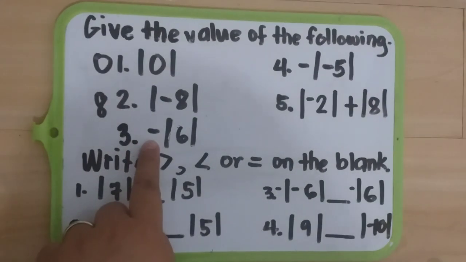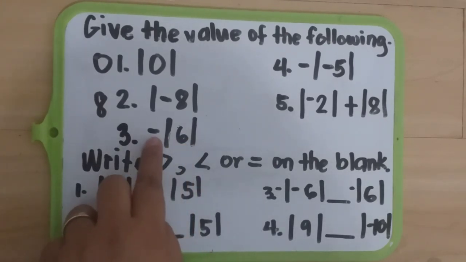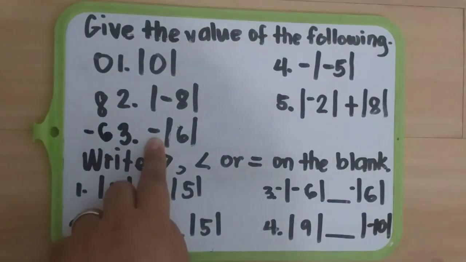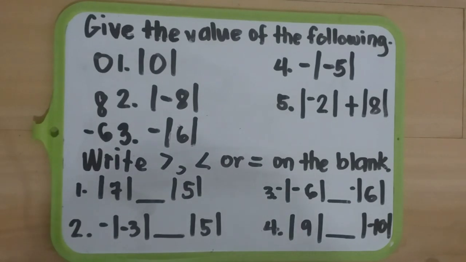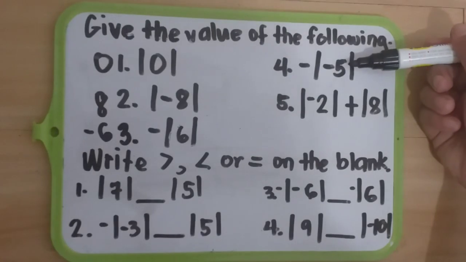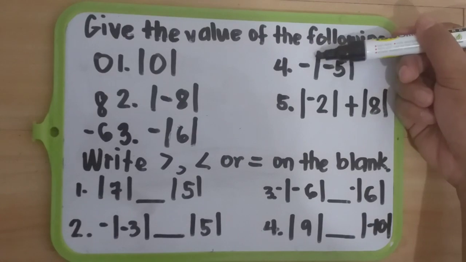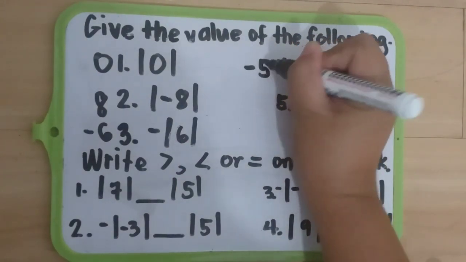Here we have negative absolute value of 6. Remember, ang absolute value ng 6 ay positive 6. And then, may negative sa labas. So, ang answer natin is negative 6. Next, number 4, we have negative the absolute value of negative 5. Ang absolute value ng negative 5 ay 5. Pero may negative ulit sa labas. So, ang sagot natin dito ay negative 5.